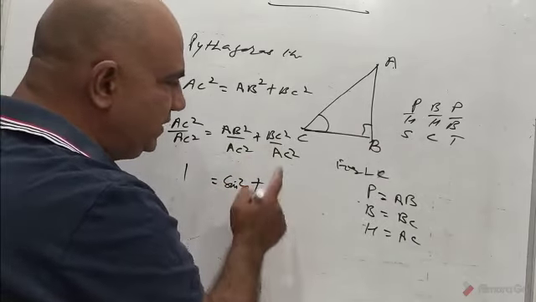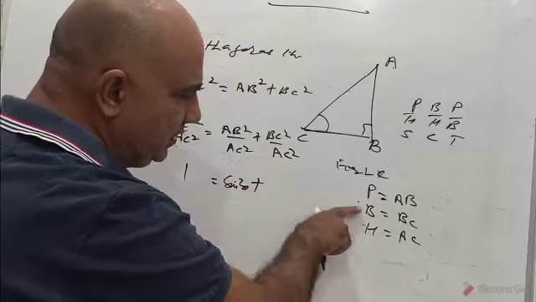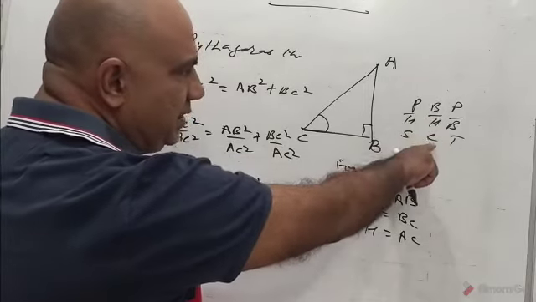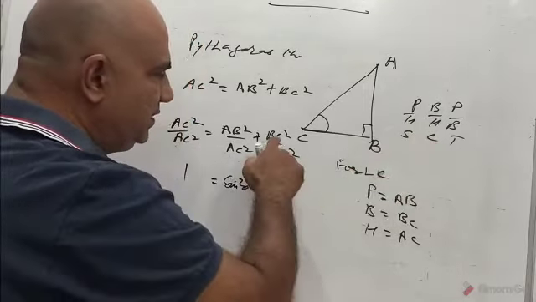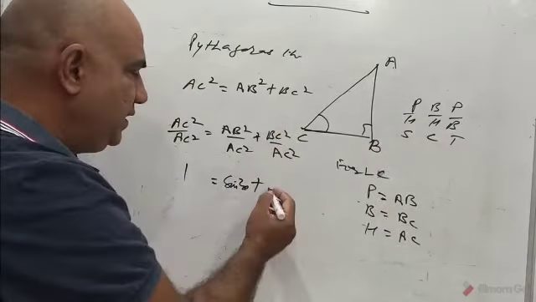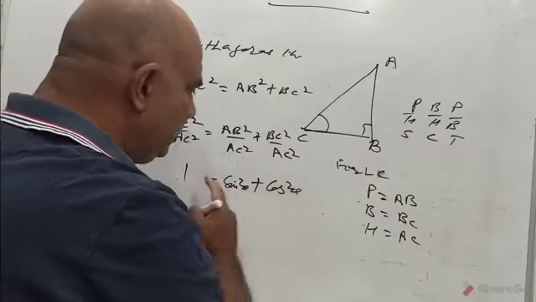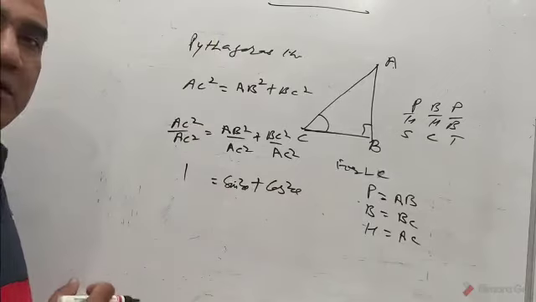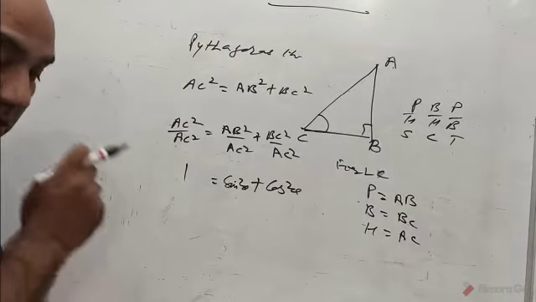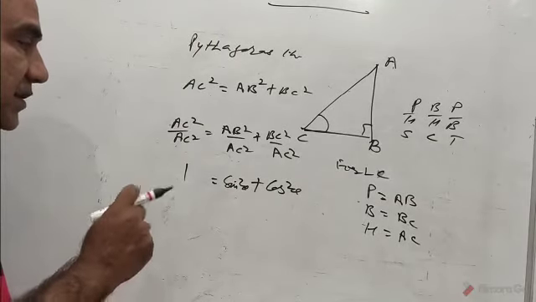And another one is BC upon AC. BC upon AC is B upon H, and from there you can see it is cos theta. But since it is the square of BC and square of AC, we will write cos square theta. This is how we have found the first trigonometric identity, that sin square theta plus cos square theta is equal to 1.